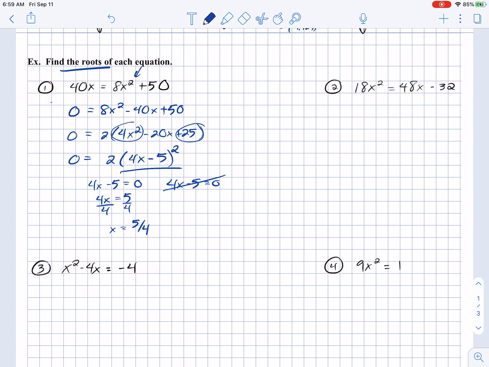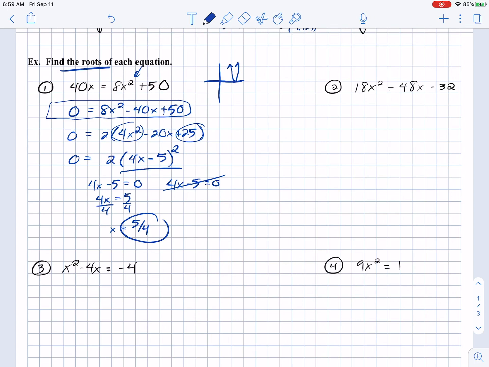If you were to graph this function, instead of 0 you had f of x, that would look like this, where you have it at 5/4. That's your one solution, so it would be the vertex. The vertex would be at 5/4. But if it's just our quadratic equation, we don't need to worry about graphing, we're just solving. There's only one solution that was going to work here.